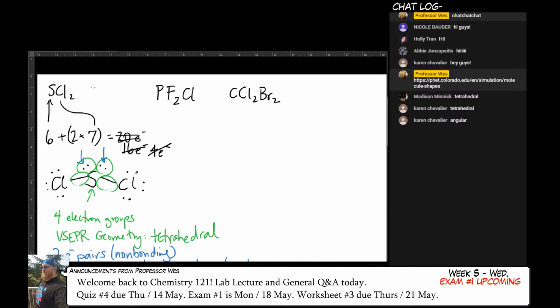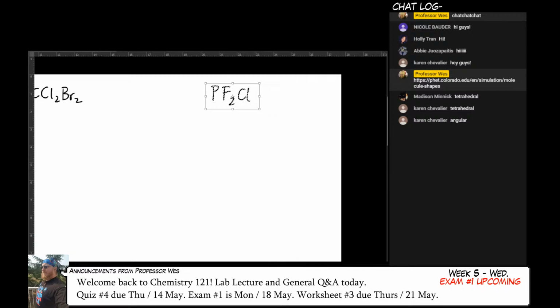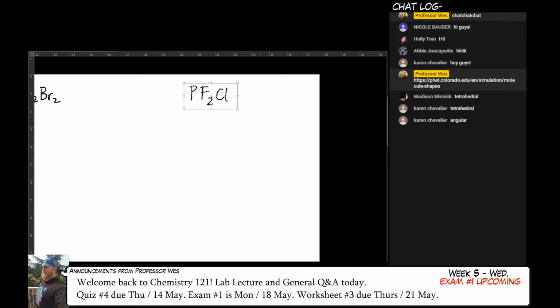I'm going to go on to the next problem, which is going to be this PF2Cl part. I'm going to move this, though. That's not what I meant to do. Hold on. I clicked on the one spot that I couldn't put that. We'll just put it over here somewhere. That's plenty of space. I can work with that.